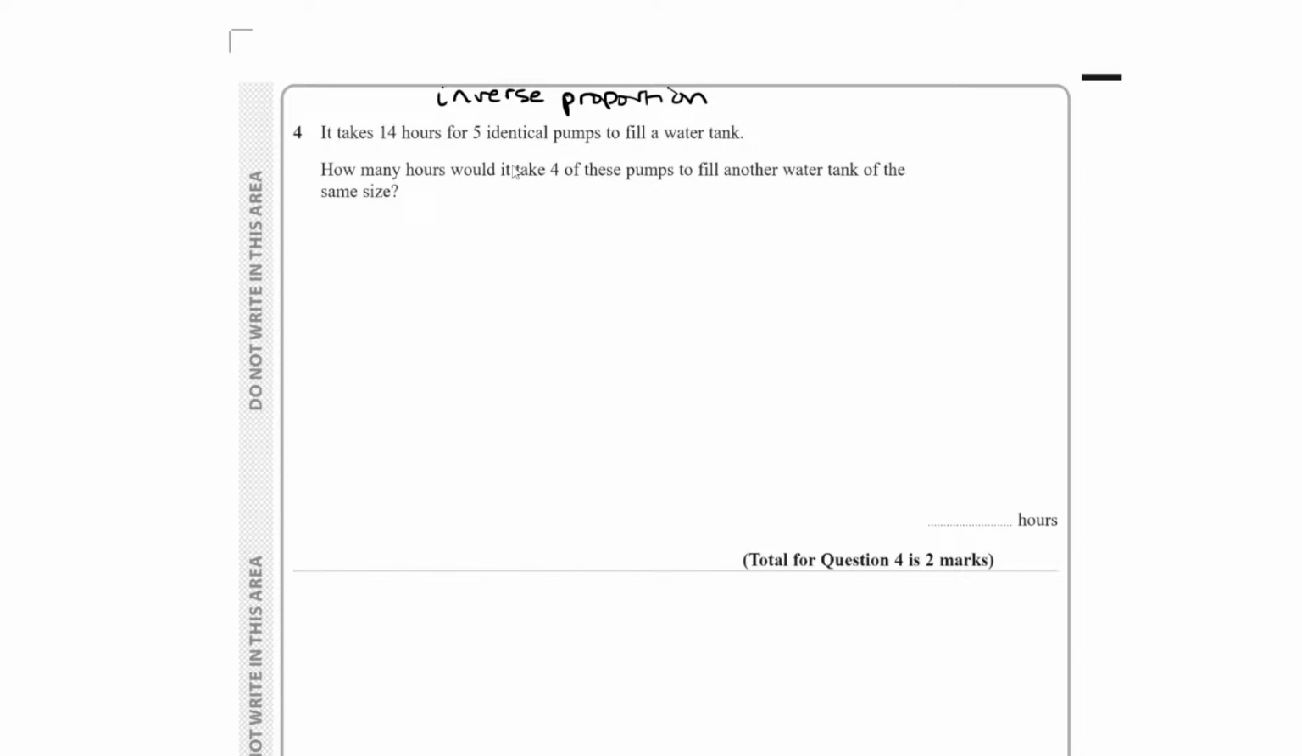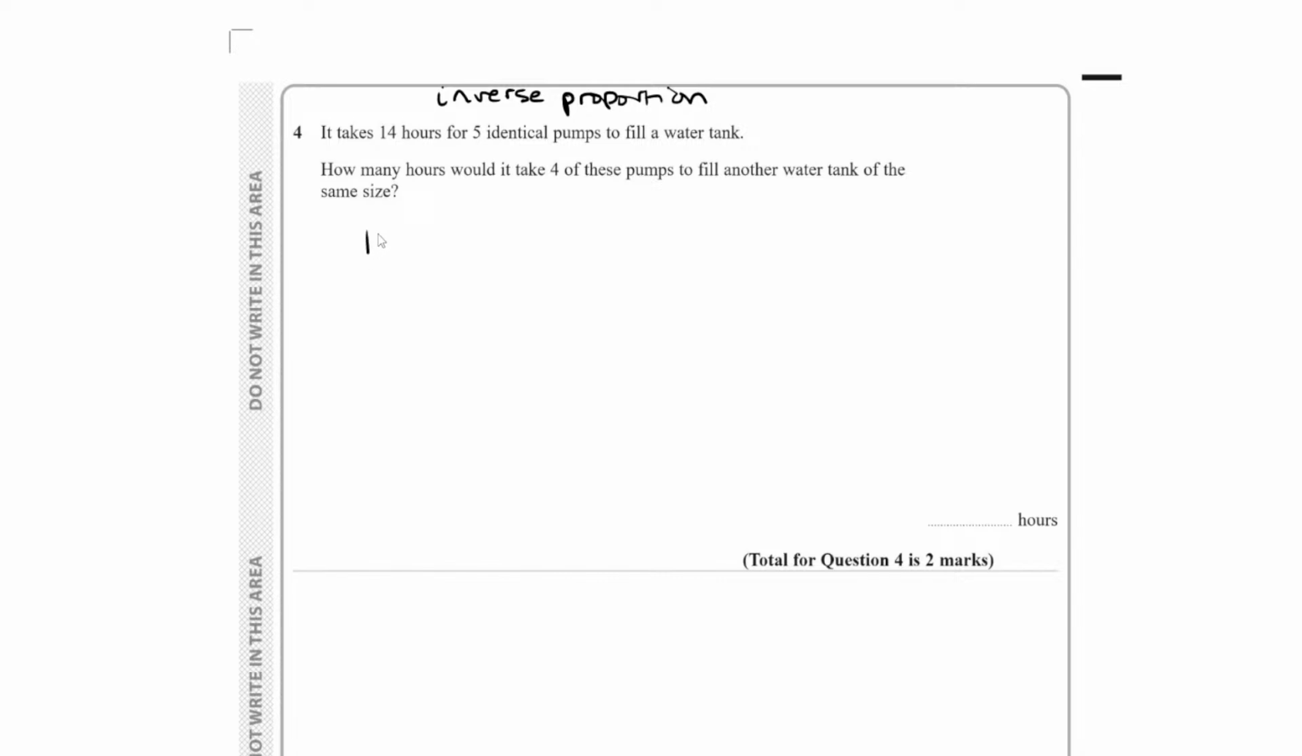So I think this is why a lot of people get stumped with this one, because naturally we want to work out how long it takes for one pump to fill the tank, but I think people would naturally try and divide. But that would only work if it was directly proportional. It's not, it's inverse. So to work out how many hours it would take for one pump to fill a water tank?